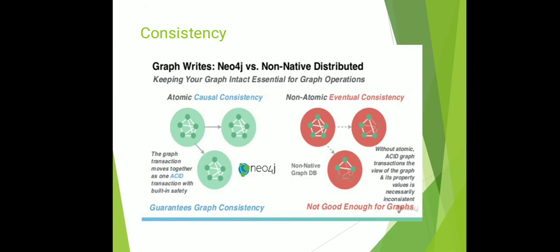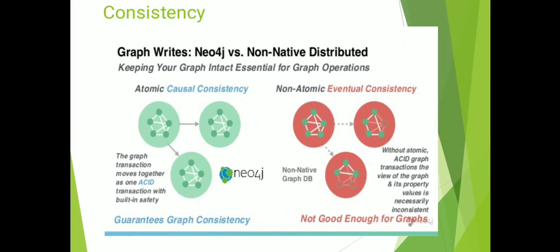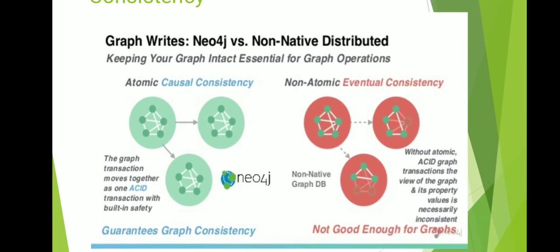Atomicity is there. Because of atomicity, whatever data you update will be updated in an appropriate way, so your data will be causally consistent all the time. The graph transactions move together as one ACID transaction with built-in safety. You could see here that all the graph databases are connected together, and each cluster is linked with some other clusters. You can have a number of clusters, and all the clusters can be connected together using Neo4j. So it guarantees the graph consistency.